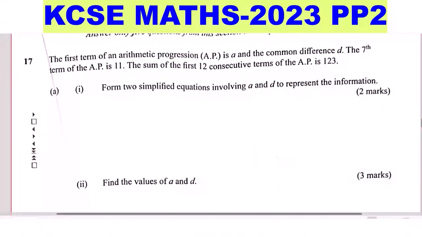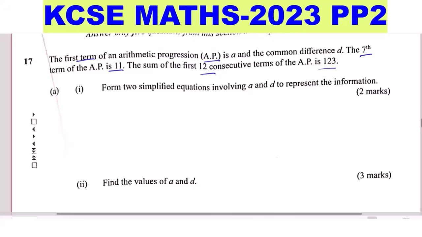Question 17. The first term of an arithmetic progression, AP, is a, and the common difference is d. The seventh term of the AP is 11. The sum of the first 12 terms of the AP is 123. Part 1. Form 2 simplified equations involving a and d to represent the information. So the first term of an AP is a, the common difference is d, the seventh term is 11.